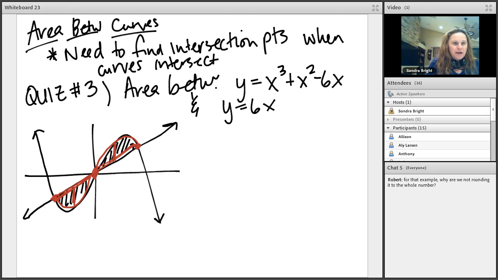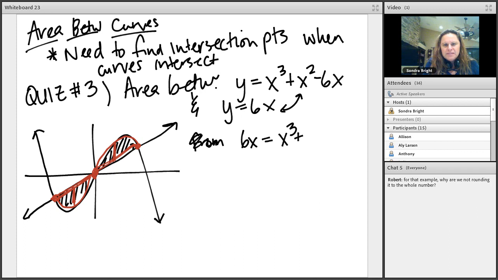So you've got to find the intersection points. Okay, let's do that first. To find the intersection points, you're going to set these two equal, or you could use your graphing calculator to find the intersection that way. But really, this is a pretty easy one. Set them equal to 0.